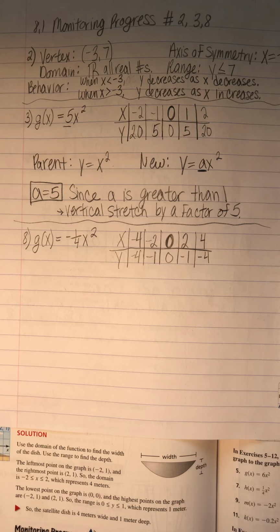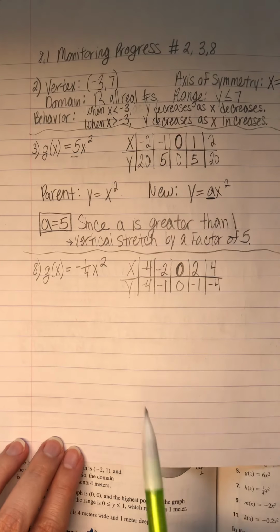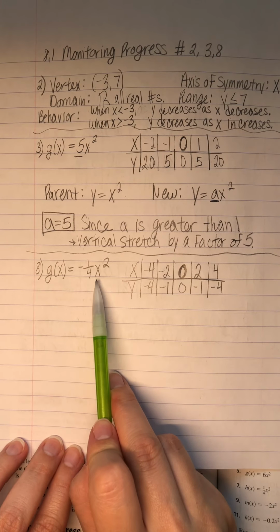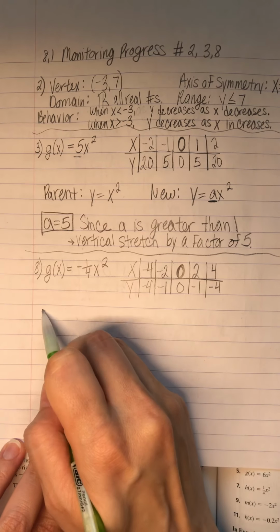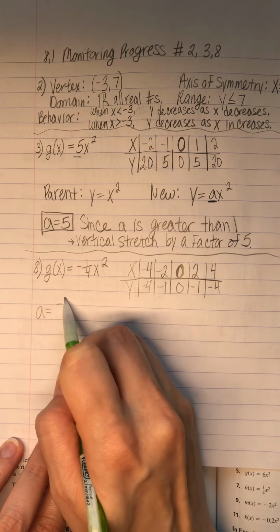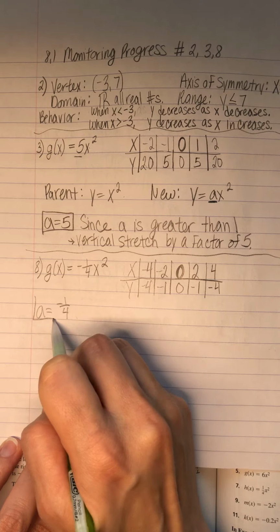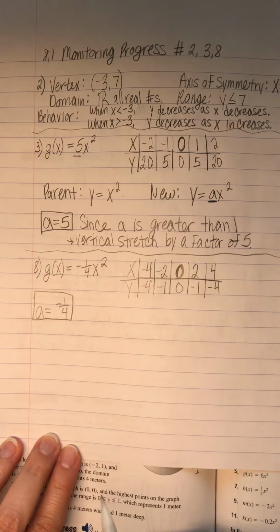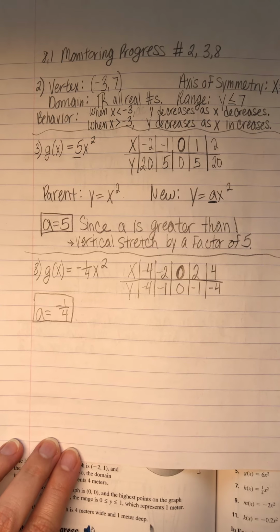So again, we're gonna look at the a value. So again, remember the a value is the number in front of our x squared. So our a value in this problem is -1/4. Now this a value actually tells us two things about the transformation.